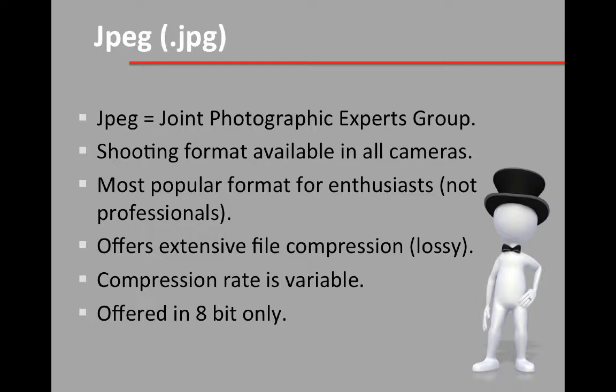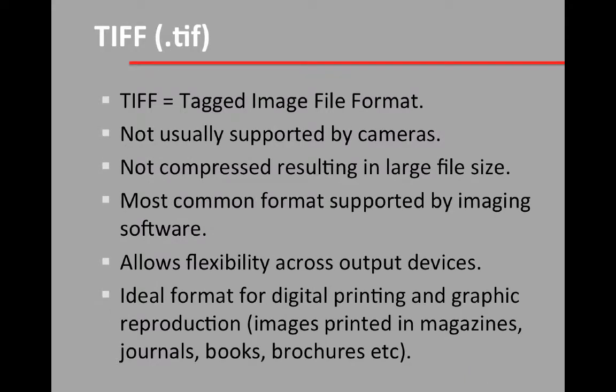So JPEG, definitely the most common file format for digital photography. It allows extensive file compression, so it's good for the web, or it's good for Facebook, or if you want to use images in a small image file format. Its compression rate can be varied from high quality down to low quality, but it's only offered in 8-bit. I might also add too that JPEG format is processed through the camera, not through a computer.